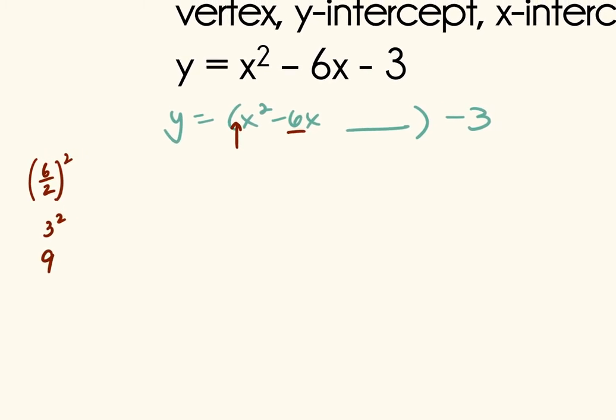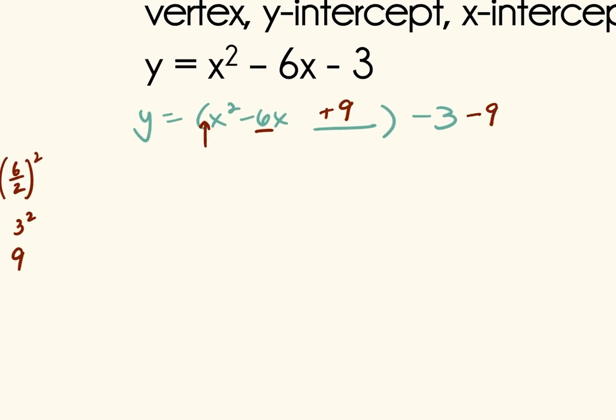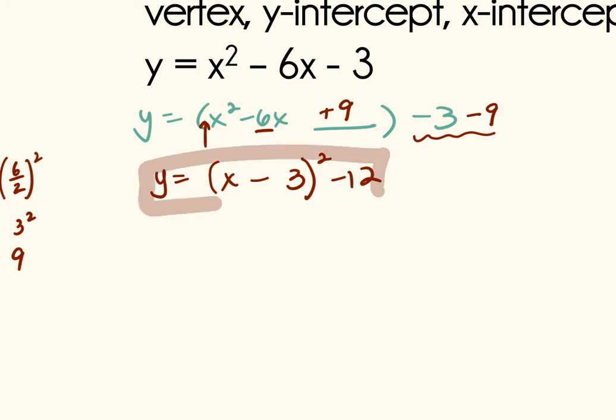Now, when we did this in chapter 1, we added the 9 here, and we added the 9 to the 0 on the other side, but it's no longer 0, so we can't do that. We are going to instead add the 9 inside the parentheses and subtract it outside the parentheses to balance out that side of the equation. So we're keeping everything on one side of the equation. I'm going to factor what's inside the parentheses because I made it a perfect square trinomial. So square root the x squared, square root the 9, take the sign from the 6x, put it in parentheses and square it, and then negative 3 minus 9 is negative 12. And now my equation is in standard form.